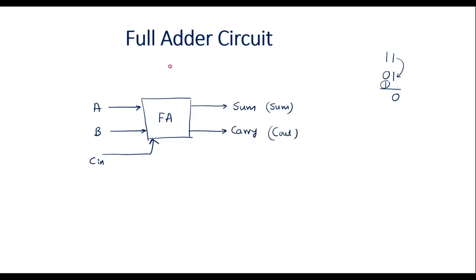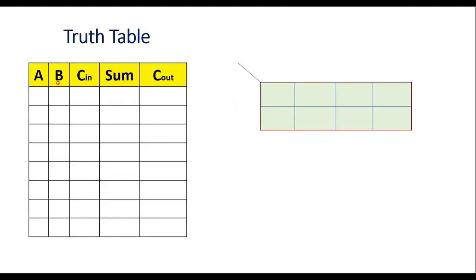To implement the full adder, first we have to write the truth table. Here we have 3 inputs and 2 outputs. These 3 are inputs, and sum and carry are the outputs. So let A, B, C in be the inputs, and sum and C out the outputs. We have 3 bits, so the possible inputs are 2 power 3, that is 8. Let me write 0 to 7.